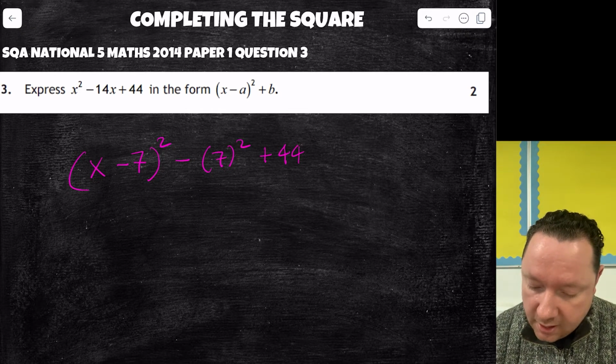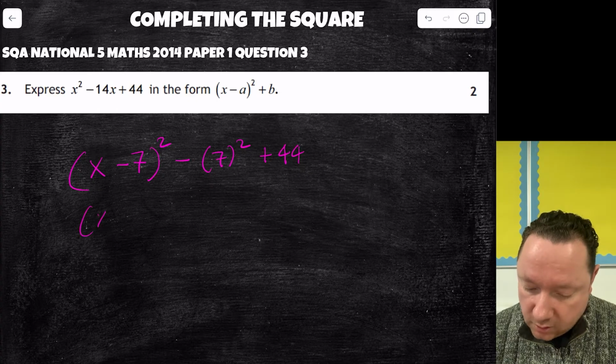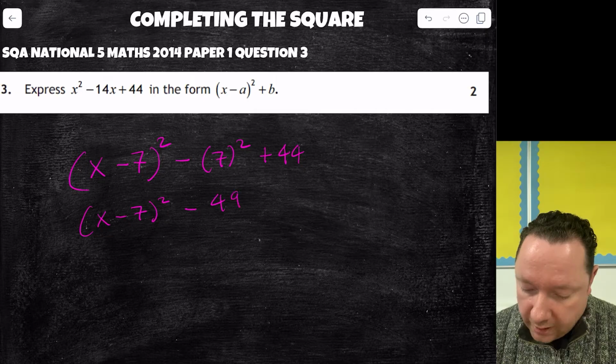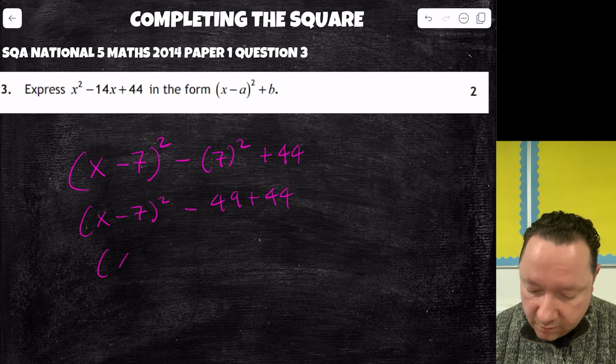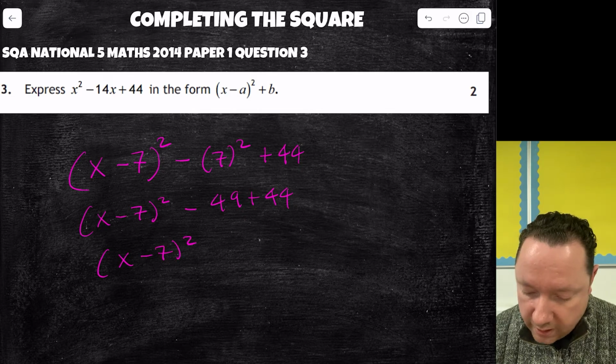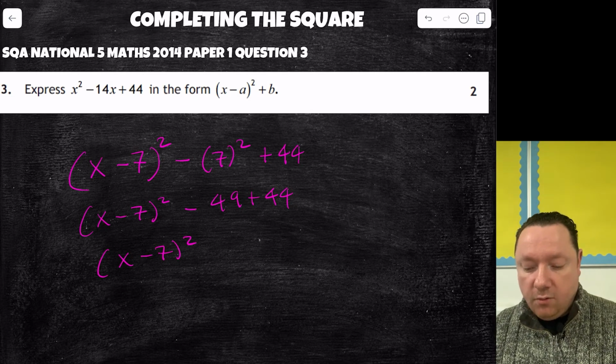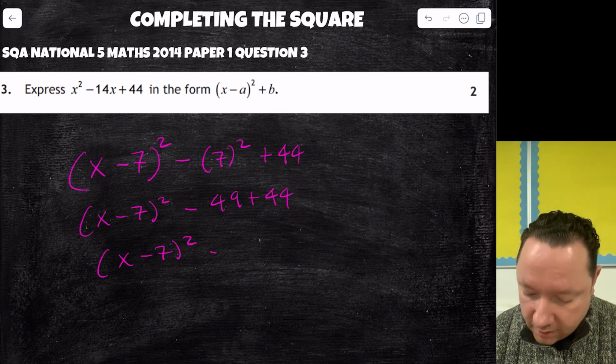So there's your method. Then we just work out our 7 squared, so it's x minus 7 squared, take away 7 sevens is 49, plus 44. Being careful with my negative numbers here, that gives me x minus 7 squared, minus 49 plus 44 is minus 5, and we're done there.